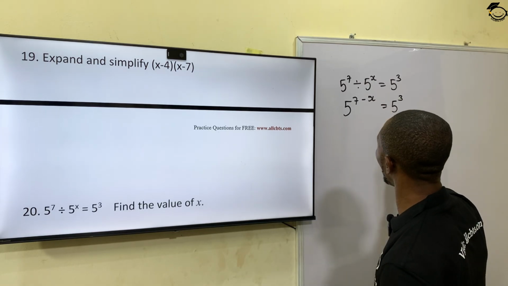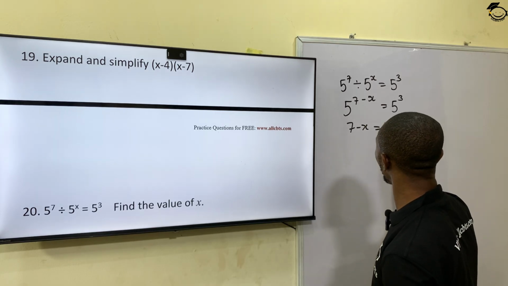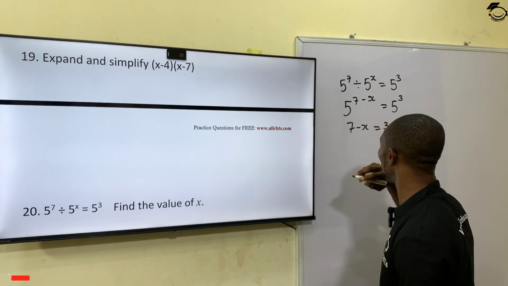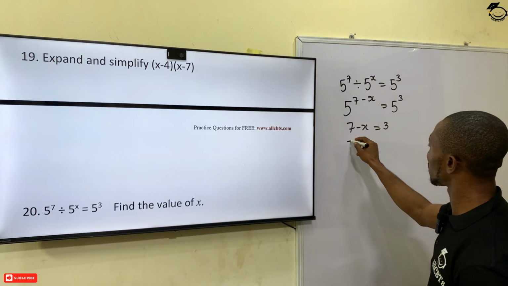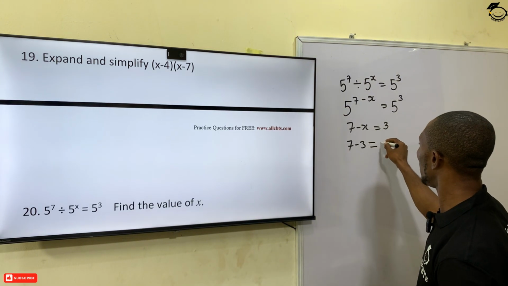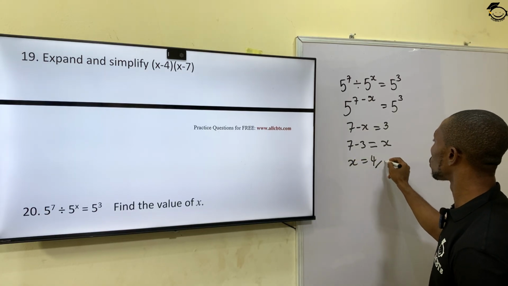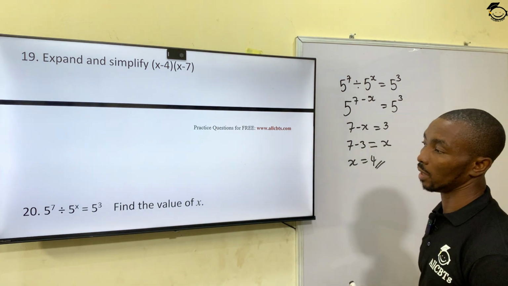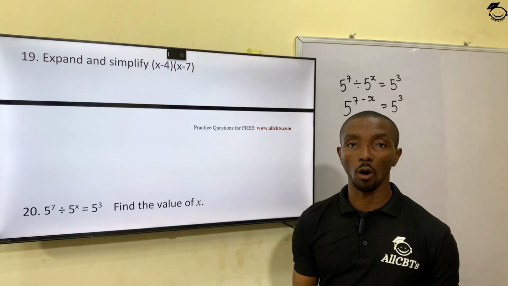Now, equating our bases, we have it as 7 minus x equals 3. Okay? So, collecting like terms, this becomes 7 minus 3 equals x. So, x equals 4. So, the value of x in this question would be 4.